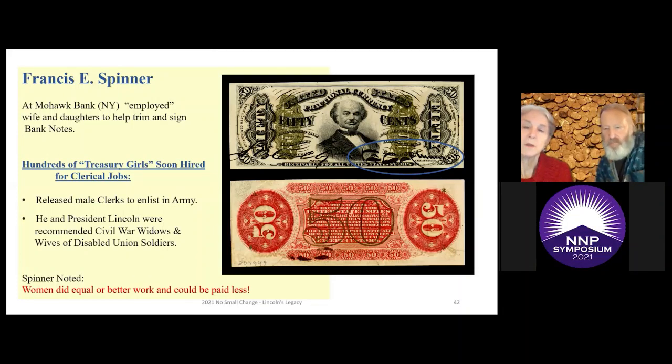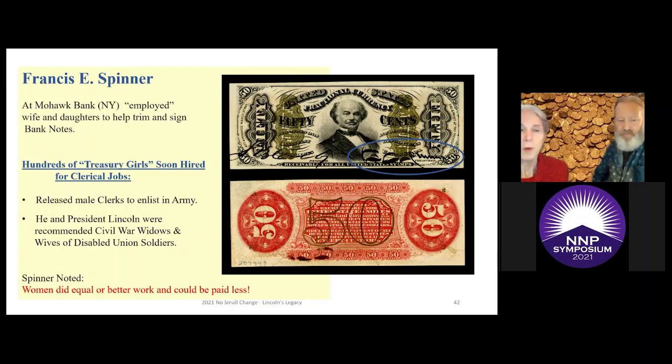Again, I'm circling this because I don't think you'll ever see a more intriguing signature than Mr. Spinner's. He realized, based on his experience with his wife and daughters, that women were extremely agile. It was often claimed that because they were good as sewers and users of scissors, they would be wonderful assets to the Treasury Department to clip all these bills.